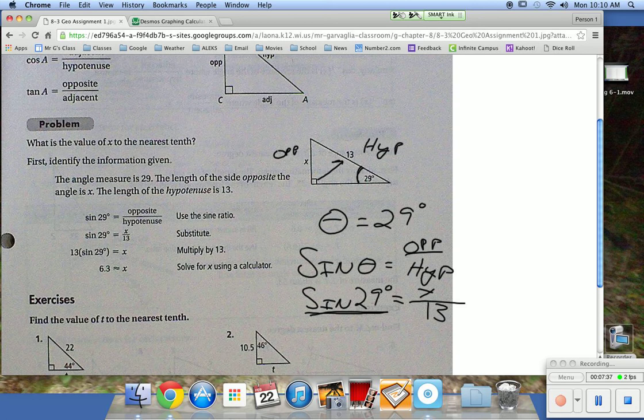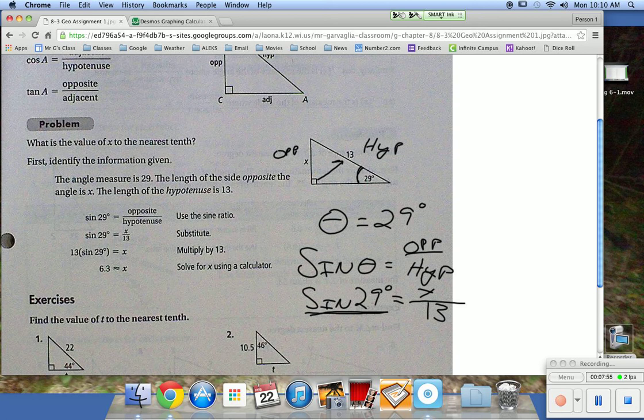See, I'm in radians on my phone, and it comes up with a negative 0.6636. You shouldn't have that. You should get 0.4848.